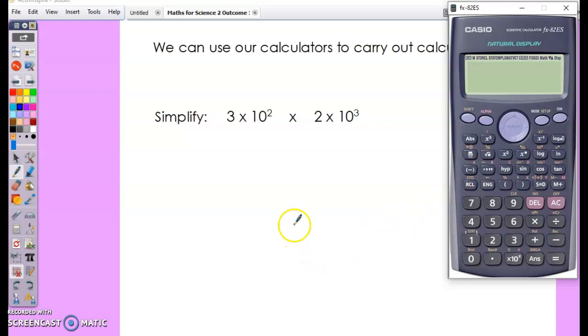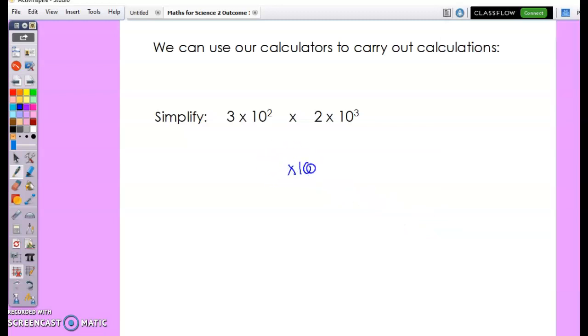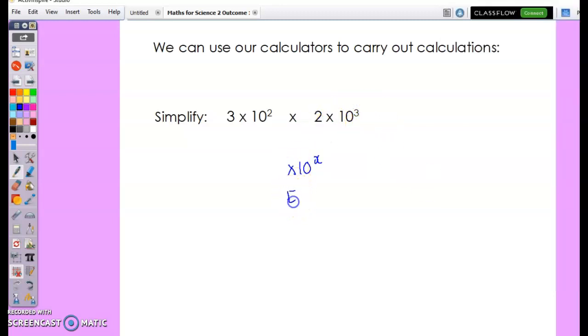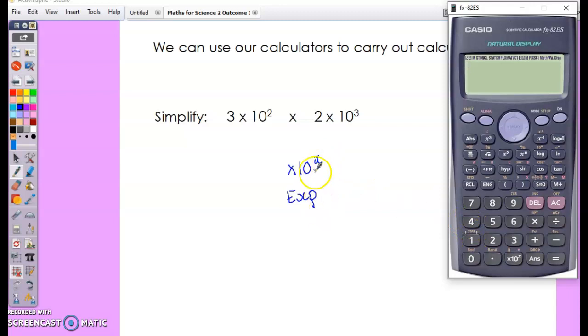Okay, so the first one we've got is 3 times 10 to the power of 2 times 2 times 10 to the power of 3. Now, it depends on your calculator. My calculator has this times 10 to the power of x button, just down here, and that gives me my times 10 part. If you've got an older calculator, it will have an EXP button on it. They're the two usual ones. Sometimes you see a box instead of the X, but those are the usual ones you'll see.